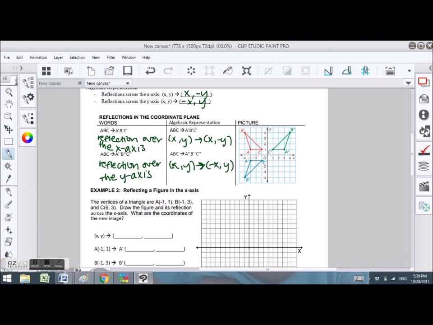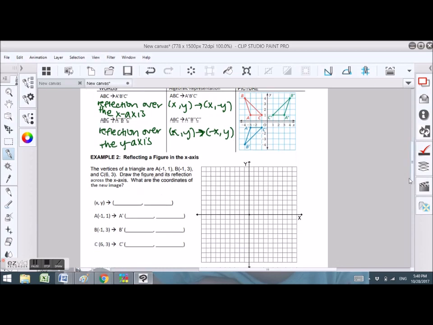So again, as you can see, we start with (negative 3, 1) for A. But our A double prime value is (3, 1). So the x value changes from negative to positive, but the y value stays the same. If we look at point C, we have (negative 1, 1). C double prime is (1, 1). So the negative 1 becomes a 1, and then the y stays the same. So let's practice graphing these.